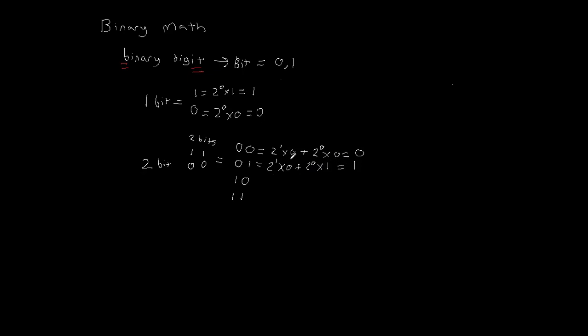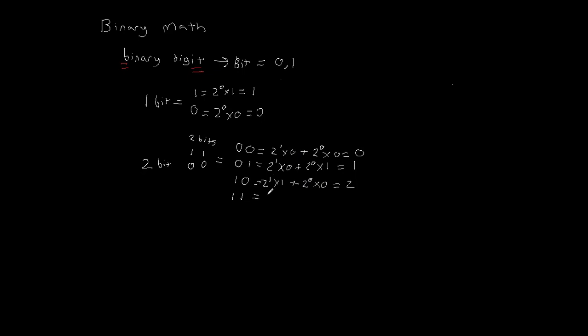And this is going to be equal to 1, because 2 to the 1 is 2 times 0 is 0, and 2 to the 0 is 1 times 1 is 1. So this is why order matters. Because in this case, we have 2 to the 1 times 1 plus 2 to the 0 times 0. So this is going to be equal to 2 to the 1 is 2 times 1 is 2, plus 1 times 0. So this is going to go to 0, and that's going to give us 2.